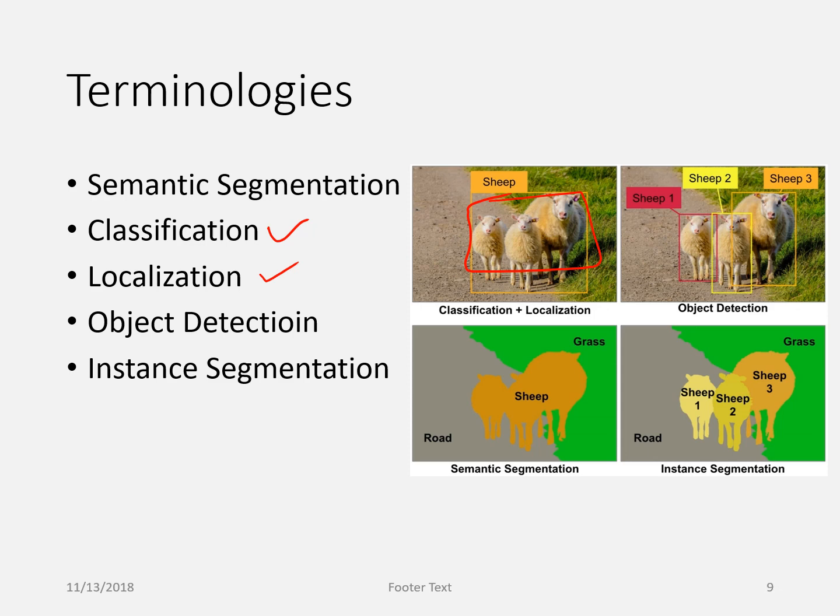Taking it to the next level, object detection gives more distinct information about how many objects there are in the image and where they are present. Instance segmentation is the same as object detection, but with pixel level information. So each pixel is classified and located, with where it is and what class it belongs to.